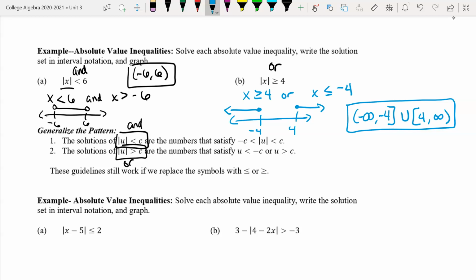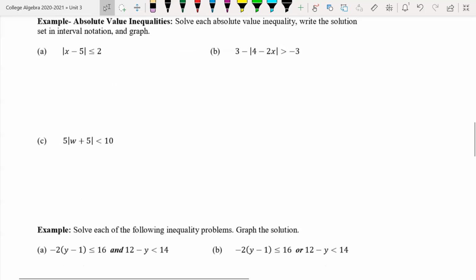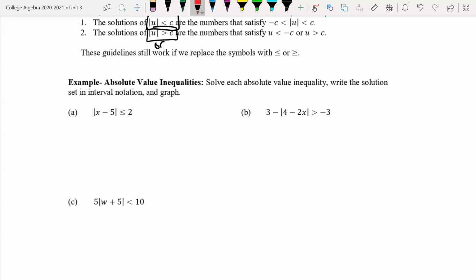All right. So now at the bottom, they get a little bit harder. You're going to solve each absolute value inequality, write the solution in interval notation, and graph it. So the first one, you want to get the absolute value by itself. It is by itself, so I can go ahead and say it's an and or an or statement. This one's going to be an and statement, and so then you would write your two equations.